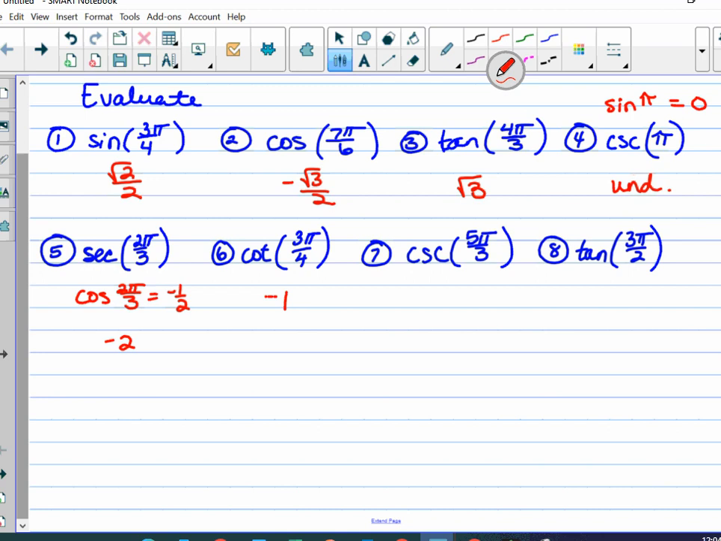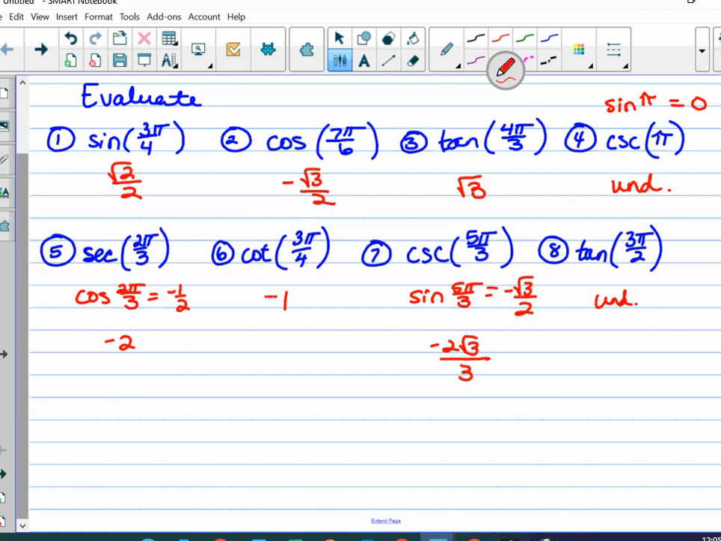Cosecant related to sine. So sine of 5 pi over 3 is... Yes. So when I flip that, what do I get, guys? Over 3. Yeah. I'm so smart. All right, tangent of 3 pi over 2. Undefined. Good. No, it's U, B.